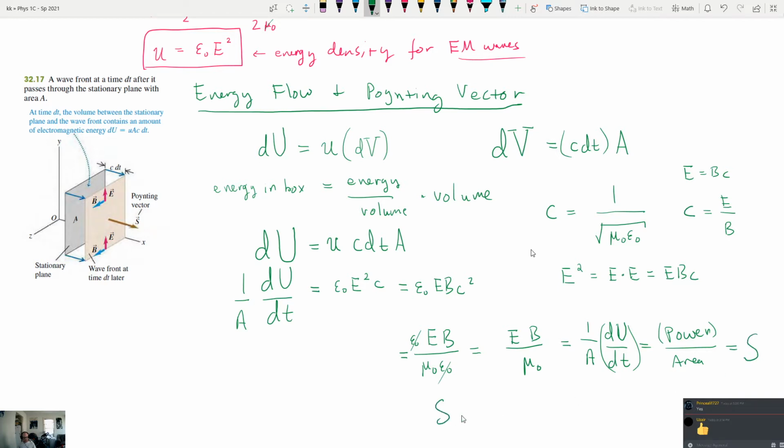Okay, so S is called the Poynting vector. Well, it's going to be a vector here in a second. Right now it's not a vector, obviously. It's just a quantity. We call it the Poynting vector. It has units of power per unit area. What is power per unit area normally referred to as in physics? What is that? I'm thinking about radiation, but there's a word for it. Power per unit area. Yeah.